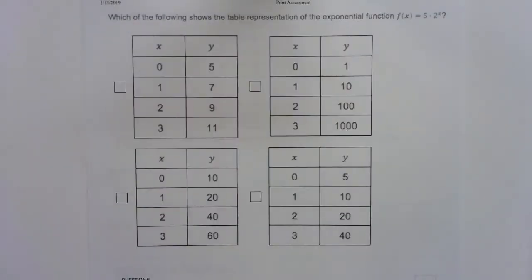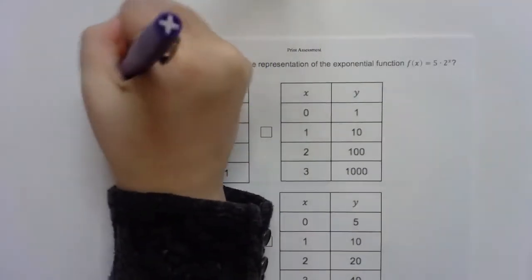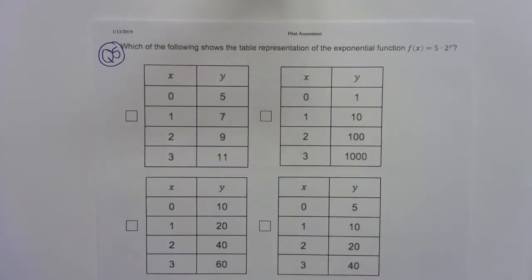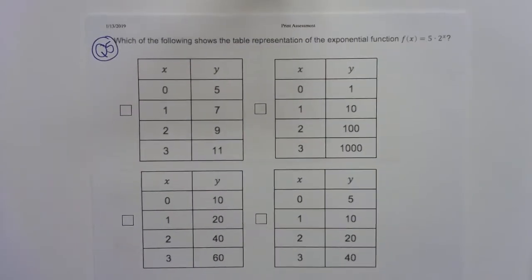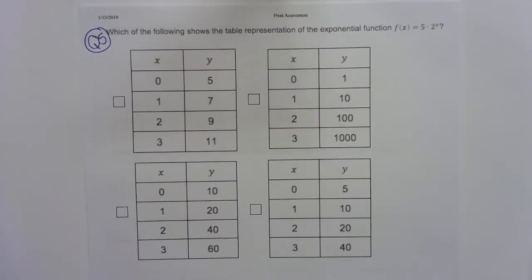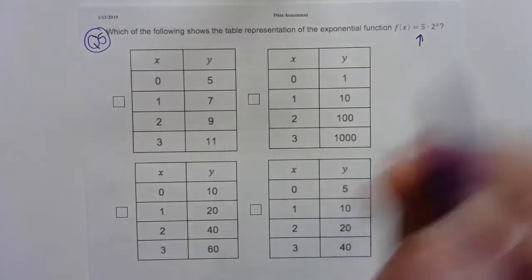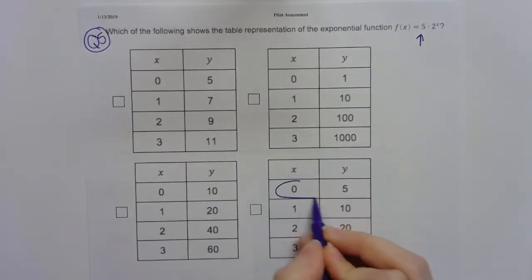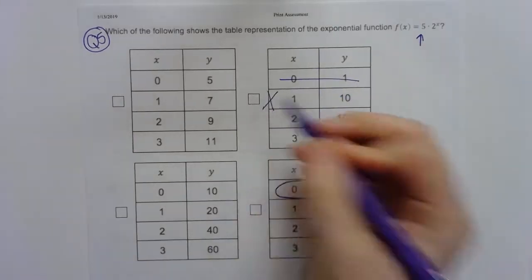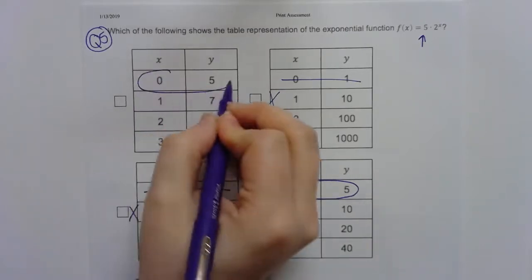Continuing on to question 5. Which of the following shows the table representation of the exponential function f of x equals 5 times 2 to the x? So you could do this one of two ways. You could say, okay, I know this a value is my y-intercept, so I'm looking for the point (0, 5). If it's 0 anything else, then that is not my answer. So that has the correct one.